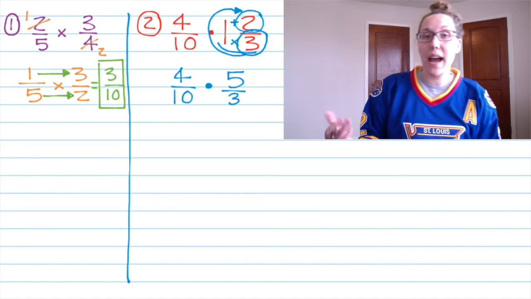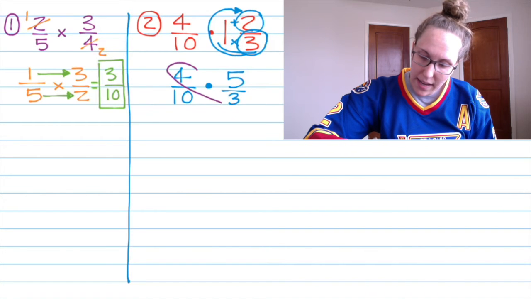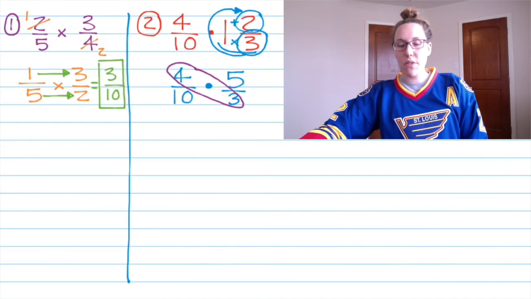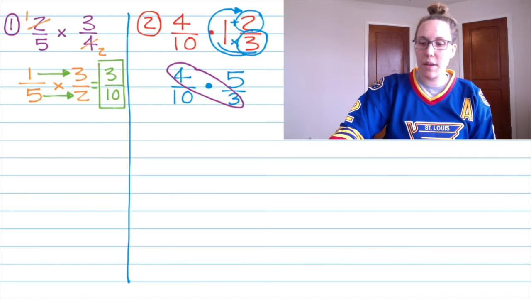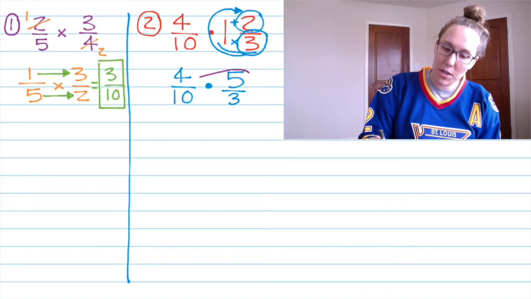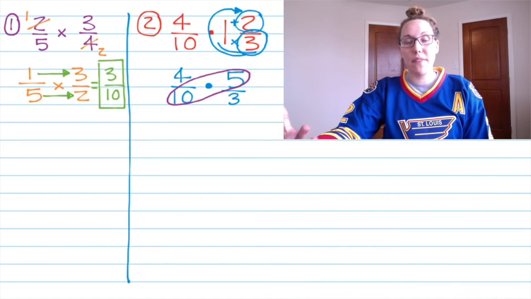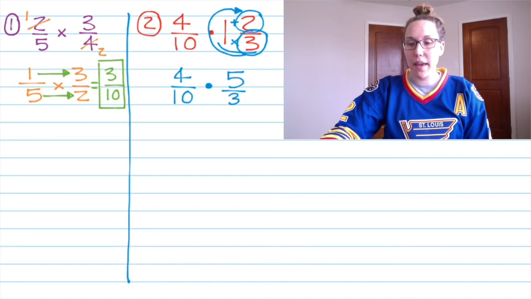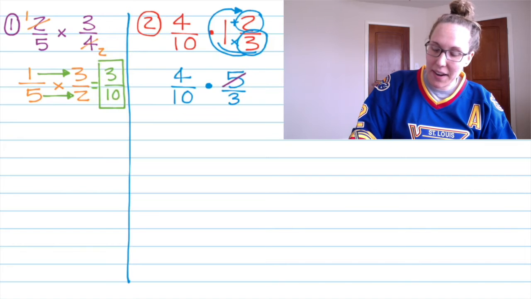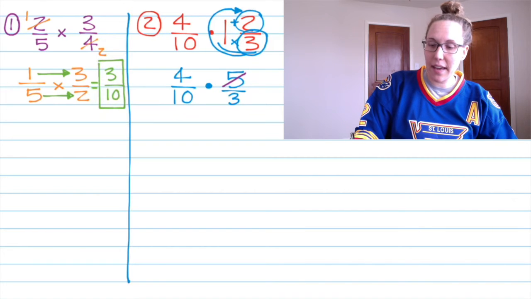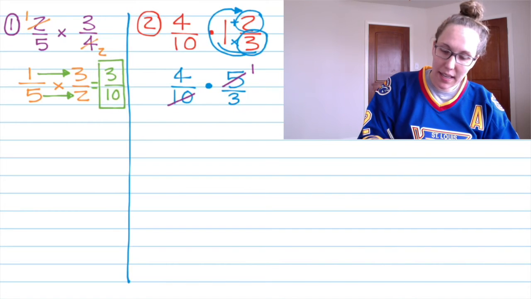But remember, we have to check our diagonals to see if we can simplify. So we look at 4 and 3. Those cannot be simplified. There's not a number I can divide 4 and 3 by there to simplify. So now I'm going to check 5 and 10. There is a number here I can divide 5 and 10 by to simplify and make my life a whole lot easier. So I can divide 5 by 5 and get 1. And then I can also divide 10 by 5 and get 2.